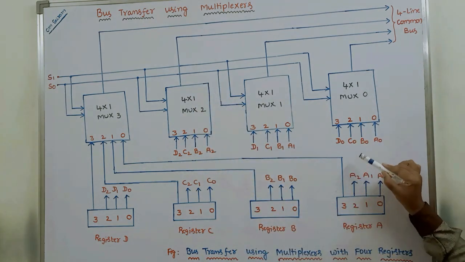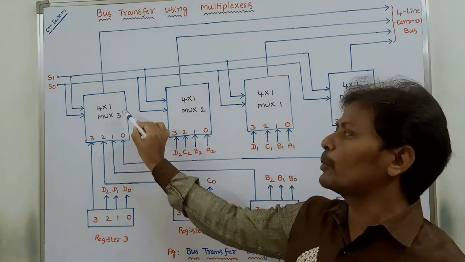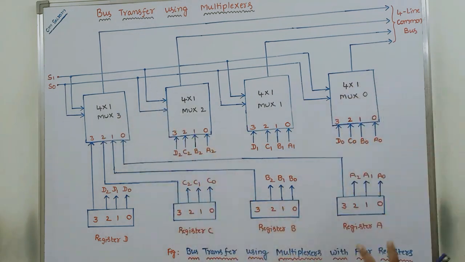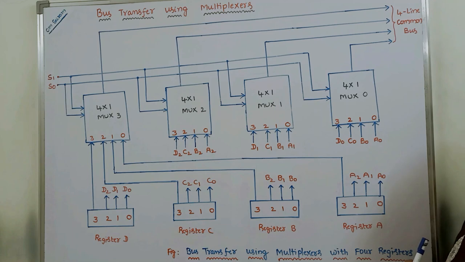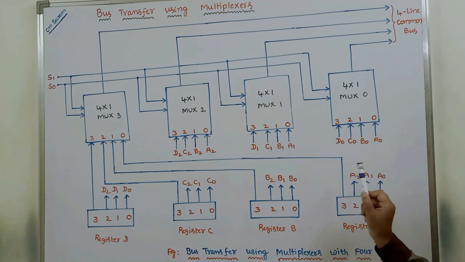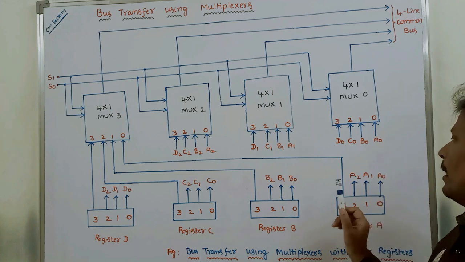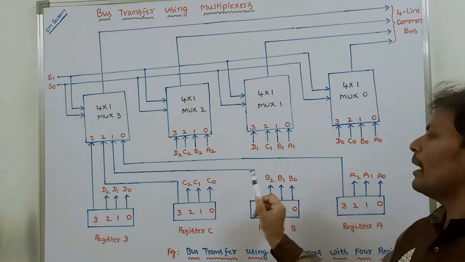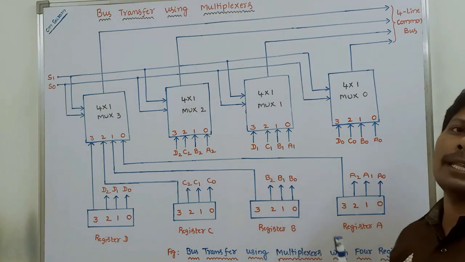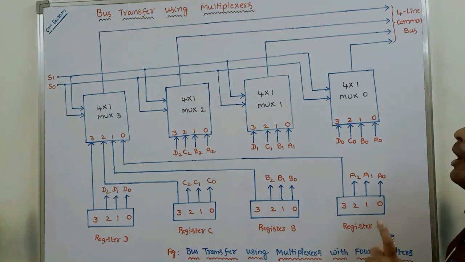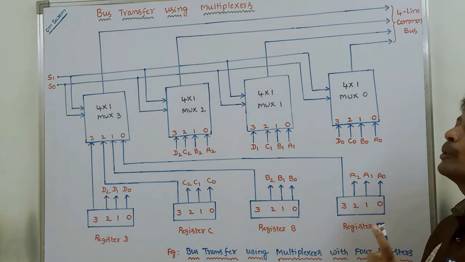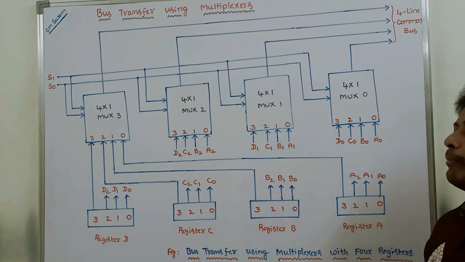A3 is connected to the 0 data input of multiplexer 3. So, 4 data connections are there. Next one, A1, B0, B1, B2, B3 are connected to the 1 data input of the 4 multiplexers.